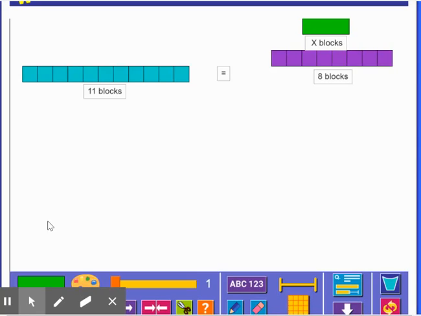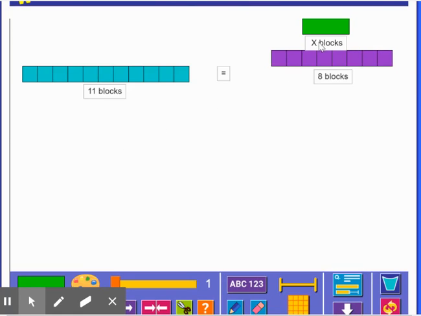Hi everyone! Today we're going to be talking about equations and variables. So an equation is a statement with numbers and operations, and it has an equal sign. And so that means that it's saying that one side is equal to another side. They should be the same once we solve.